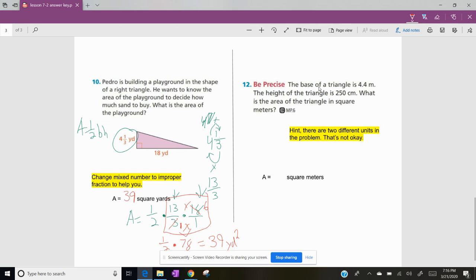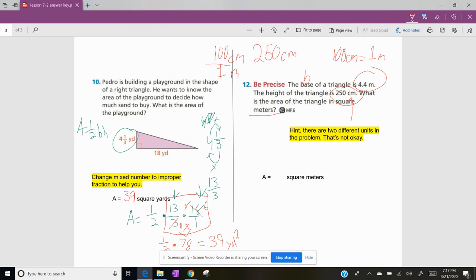The base of the triangle is 4 4/10. The height of the triangle is 250 centimeters. What is the area of the triangle in meters? So here I have 4 4/10 meters for the base. The height, I have something different though. I have 250 centimeters, and that's not okay because we're looking for an answer in meters. If you remember from the last unit, there was 100 centimeters in 1 meter. So that means for 250 centimeters, I want that to meters. It's going to be 2.5 meters because there's 100 centimeters in 1 meter.